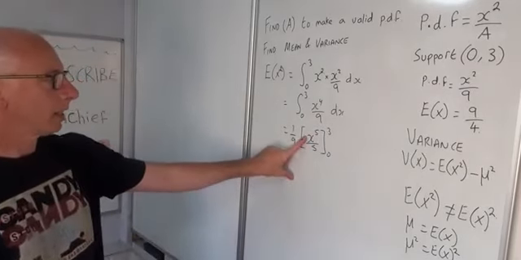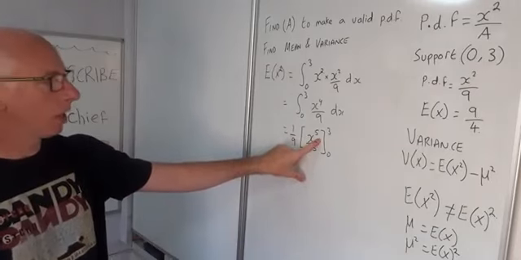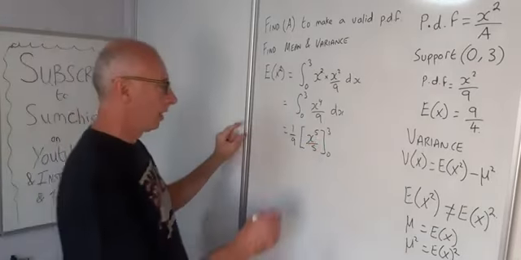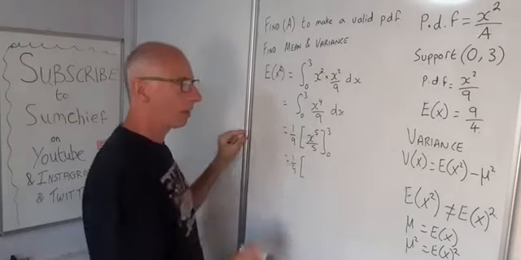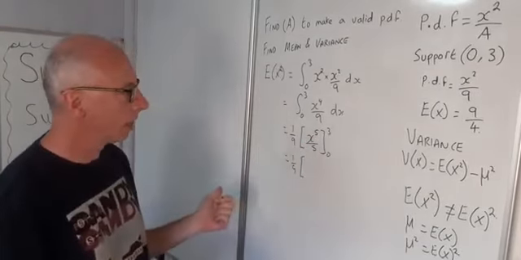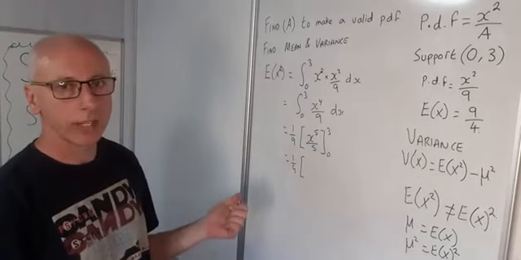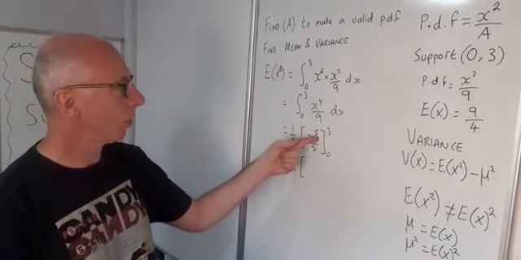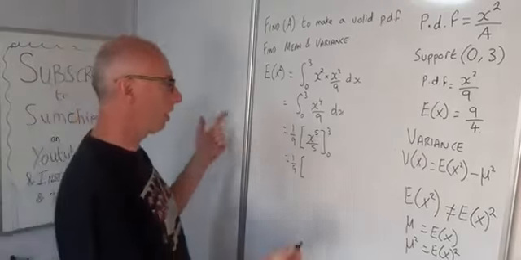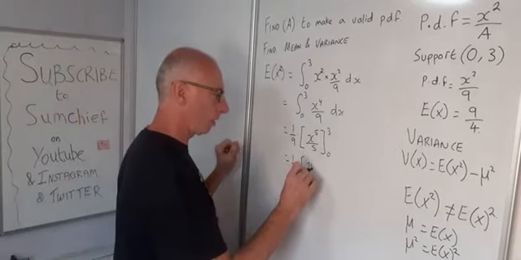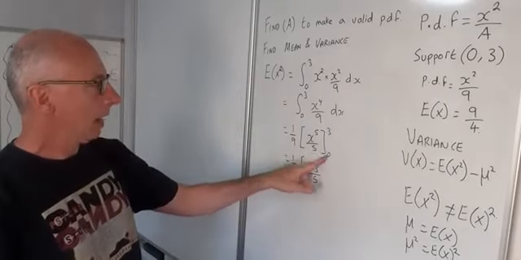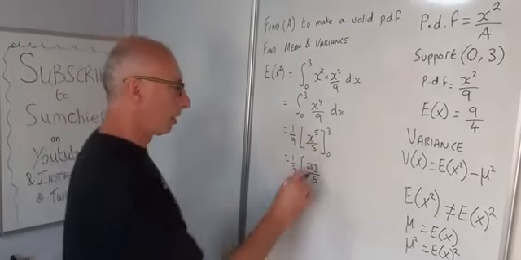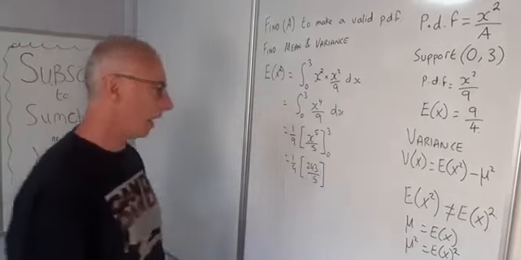Okay, now 3 to the power of 5, let's just be careful here. So we've got 1 over 9, 3 to the power of 5. 3 squared is 9, so 9 squared is 81, that's 3 to the 4, so multiply 81 by 3, we get 243, divide that by 5, and then x is 0, it becomes 0. So that's our E of x squared.